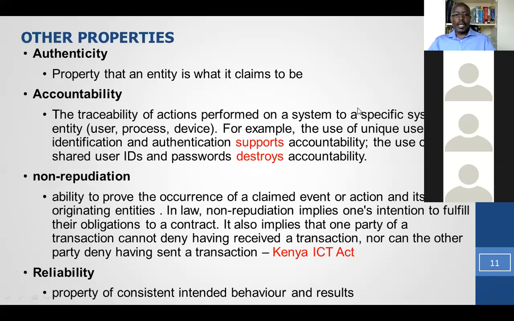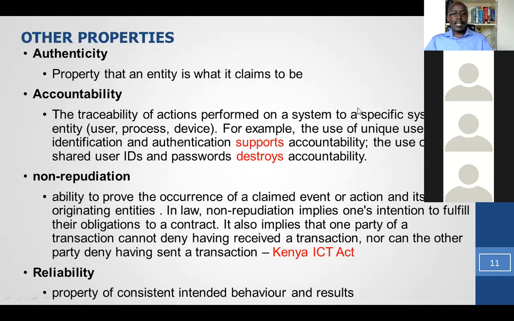This is the property where if somebody sends you an email, or if you send somebody an email, so long as it has a digital signature, then the recipient cannot say that they did not receive that email. And on the other end, you cannot deny that you are the one who sent that email. And this is normally found within our environment in Kenya. You'll find this in the Kenya Information and Communication Act, where the issue of non-repudiation and the issue of digital signatures and all that is normally defined.